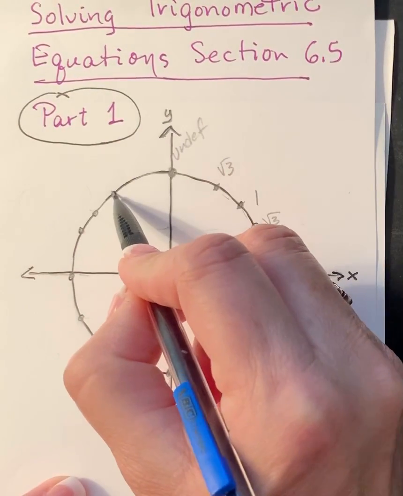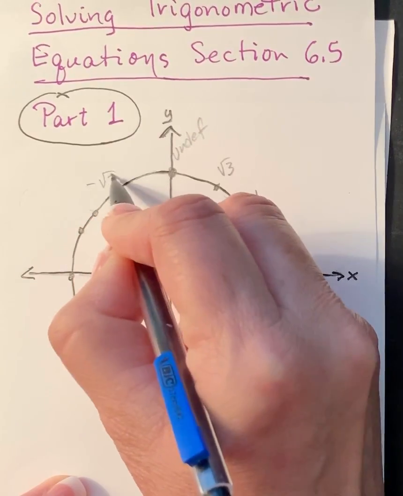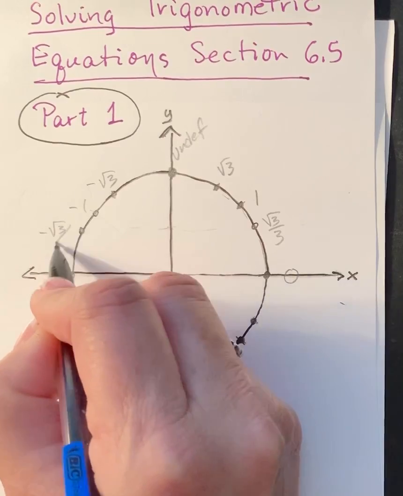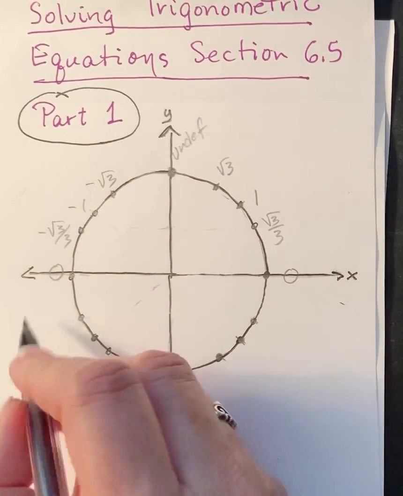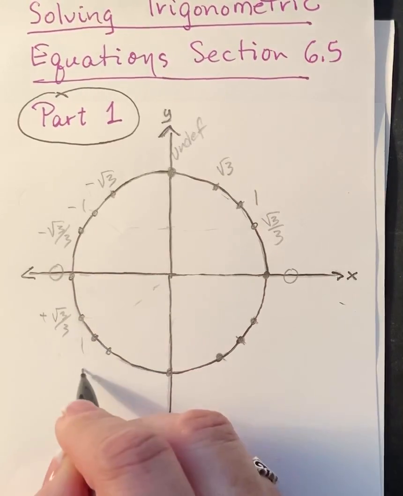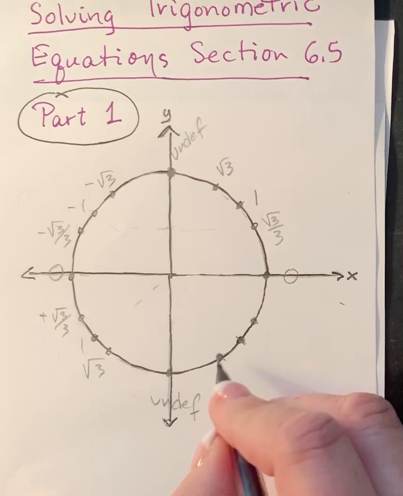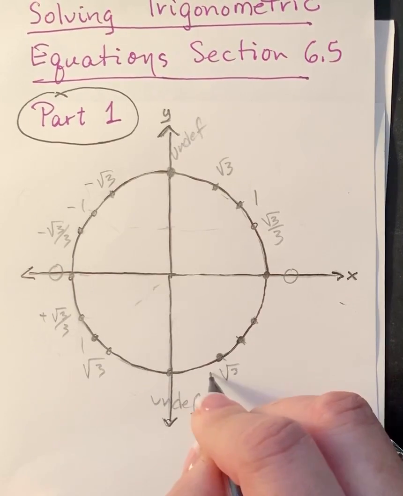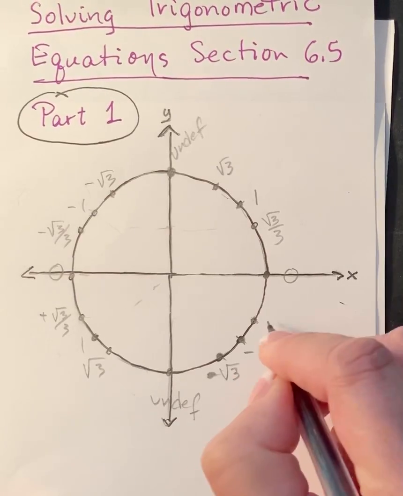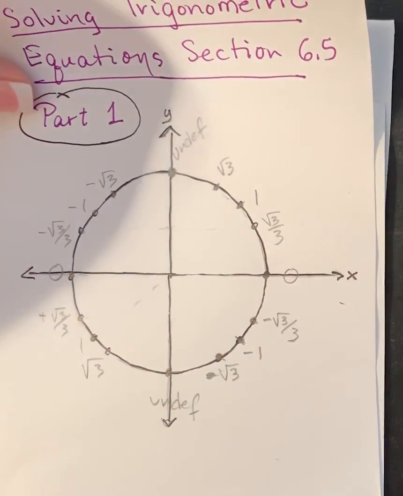All right, so here at 2 pi over 3, it would be negative root 3. In the middle of the second quadrant, it's negative 1. Then it's negative root 3 over 3. Here it's 0 again. Then it's going to be positive root 3 over 3, positive 1, positive root 3. It's undefined. And then it's going to be negative root 3. I'm trying to do this too fast. And then negative 1, then negative root 3 over 3. Okay, so those are the common tangent values.